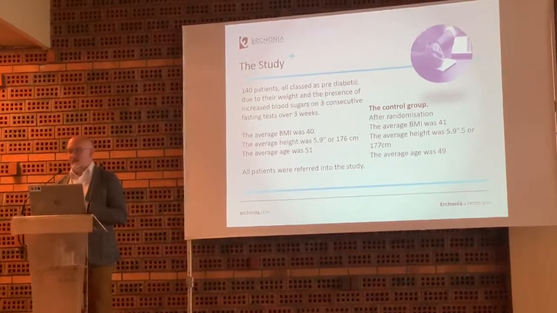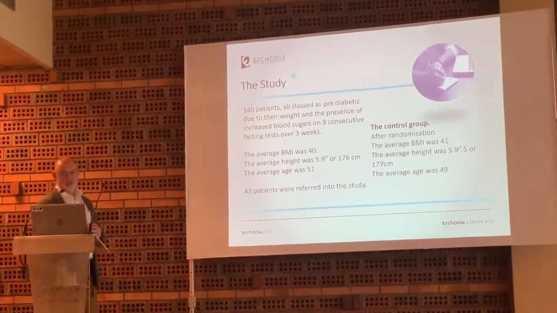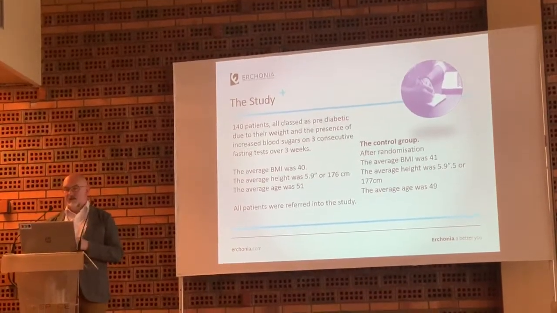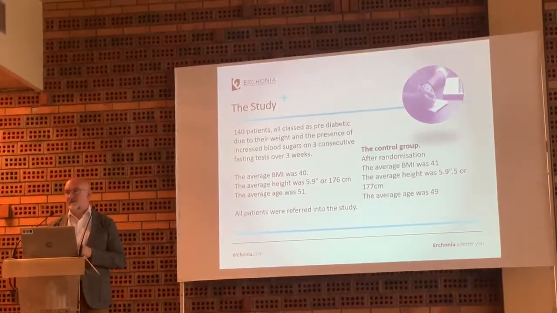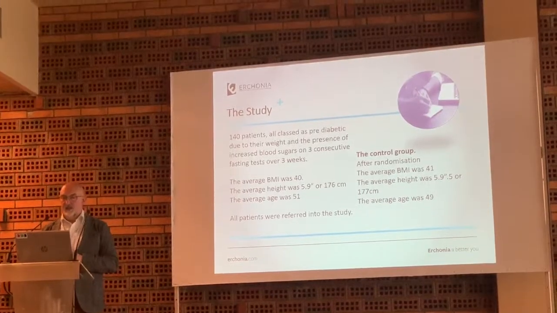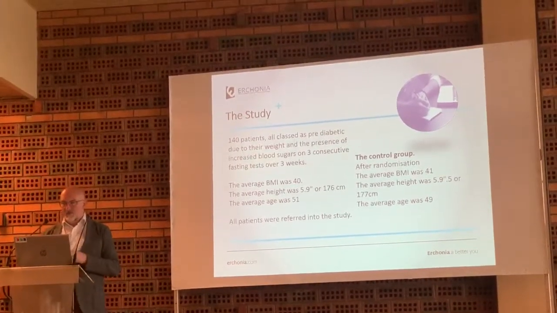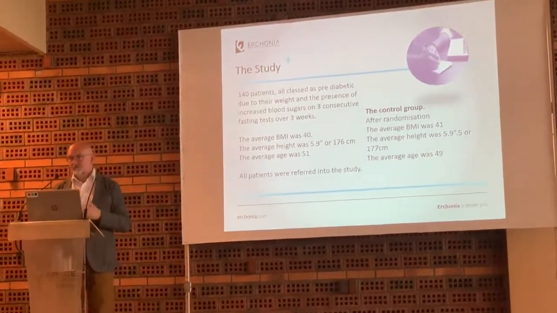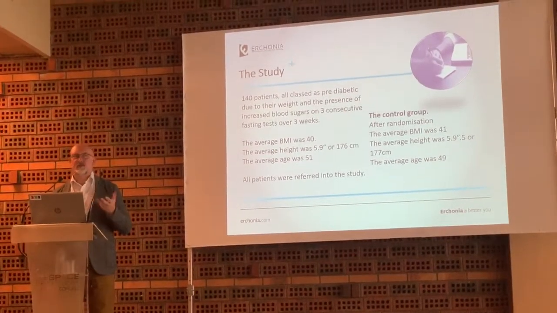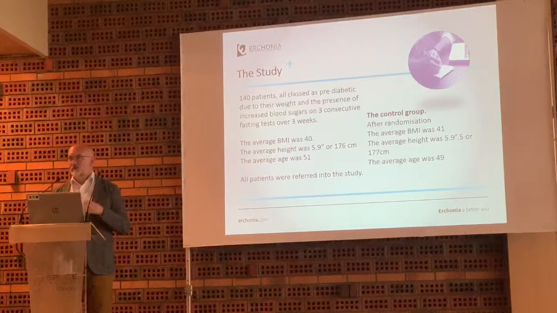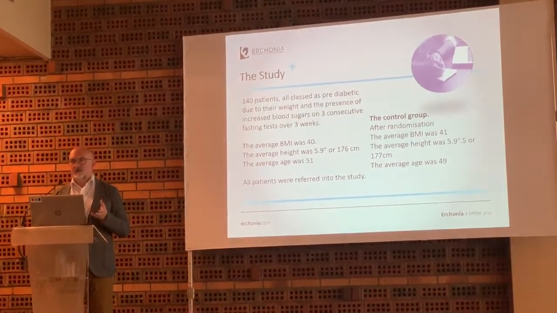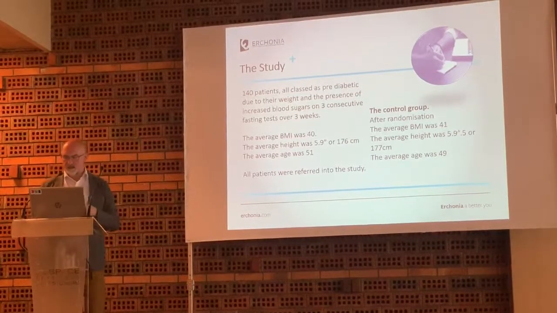So in the study that we did, we took 140 patients. All of the patients were pre-diabetic and all of them had increased blood sugars over 3 consecutive tests over 3 weeks. The BMI that we were working with was from 30 to 41. The reason I picked 41 is we kind of think a lot of the time that 40 is the tipping point. But because of mitochondrial action, I would like to think that we can actually take this a little bit further.